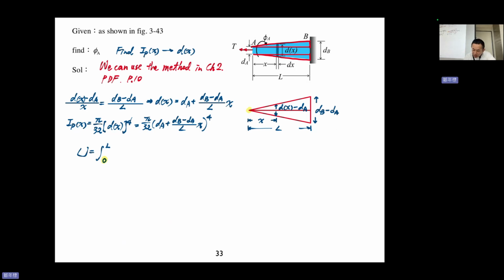Previously in our method in chapter 2, we extended our x origin to the left-hand side, so our integration lower limit needed to start from LA, right? Last time. But now, because we didn't extend our origin, we can start from 0. So you need to know that the form of dx here is different from chapter 2.